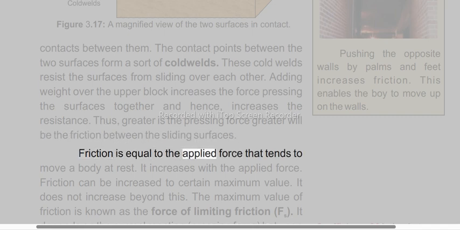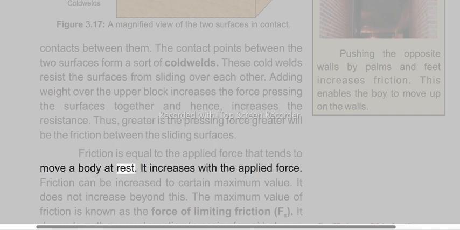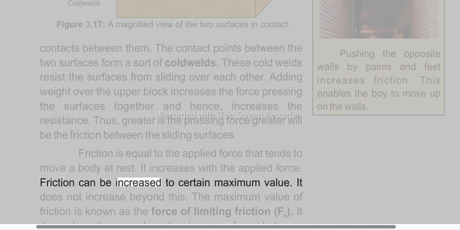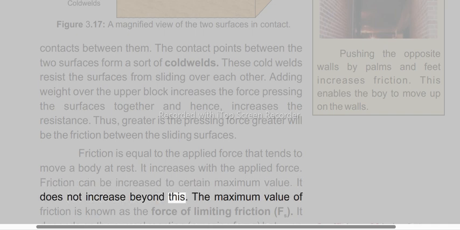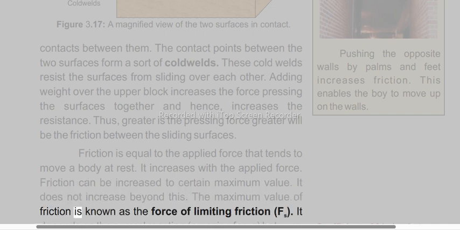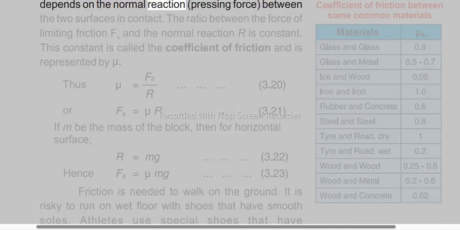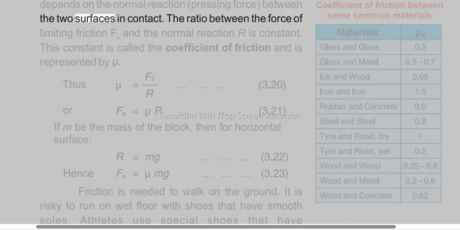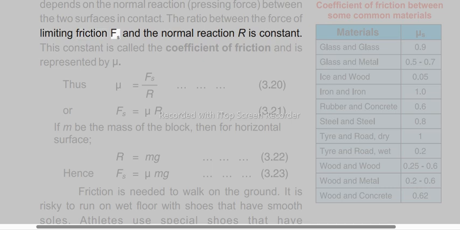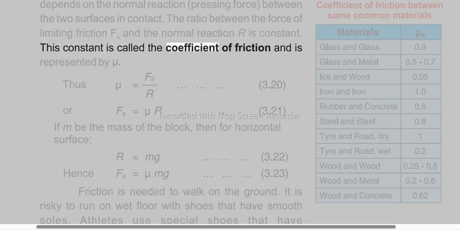Friction is equal to the applied force that tends to move a body at rest. It increases with the applied force. Friction can be increased to a certain maximum value. It does not increase beyond this. The maximum value of friction is known as the force of limiting friction, F. It depends on the normal reaction, the pressing force, between the two surfaces in contact. The ratio between the force of limiting friction F and the normal reaction R is constant. This constant is called the coefficient of friction and is represented by the symbol mu.